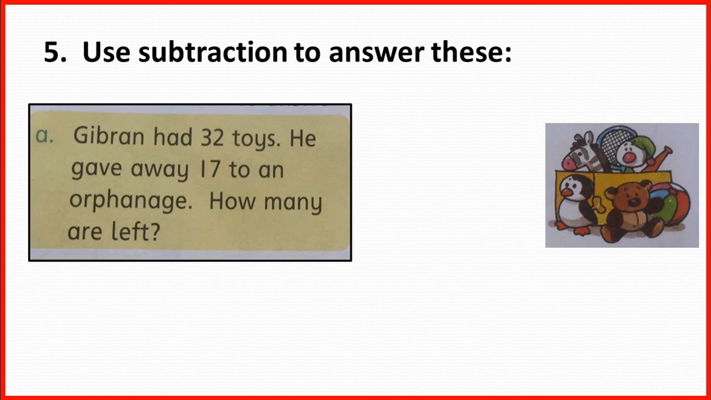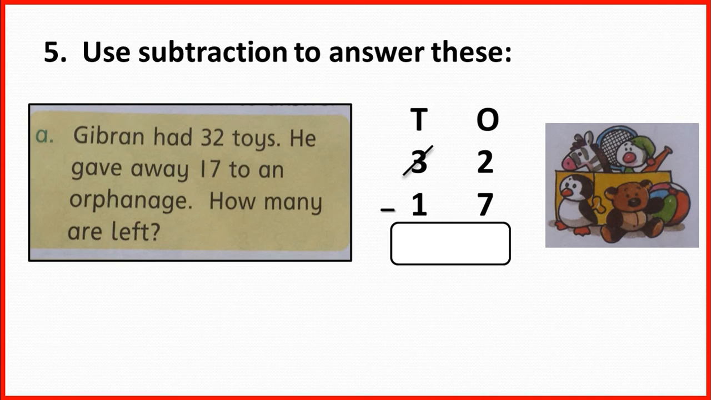Start with ones. Can we subtract 7 from 2? No, we need more ones to subtract 7 from 2. So here we have to take 1 ten from tens column and change it into 10 ones. Now we can subtract 7 from 12. So when we subtract 7 from 12, the number comes 5. Now subtract tens. When we subtract 1 from 2, the number comes 1. So that means 15 toys are left.